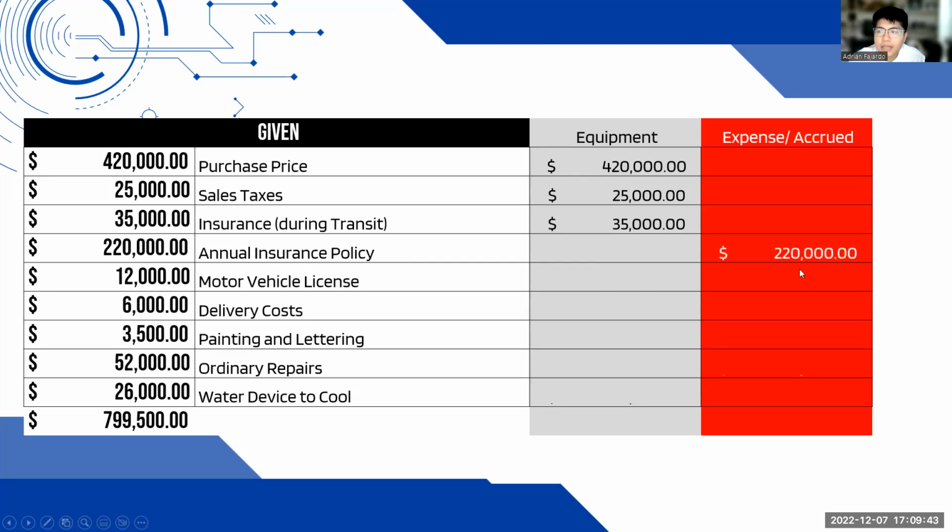Motor vehicle license, well, they said, we also expense. Delivery cost, to bring it to the destination, that is freight charge, equipment. Painting and lettering, so it was beautified, equipment. Ordinary repairs or annual expenditures, expensed. And then water device to cool it down, equipment. So we have 515,500 for equipment and 284,000 in expenses and accruals.